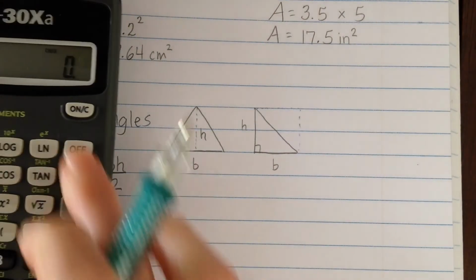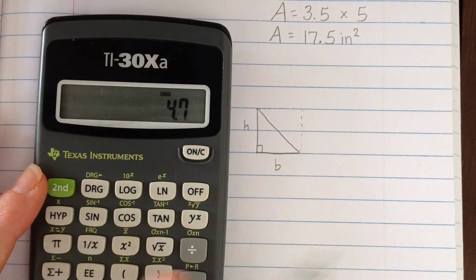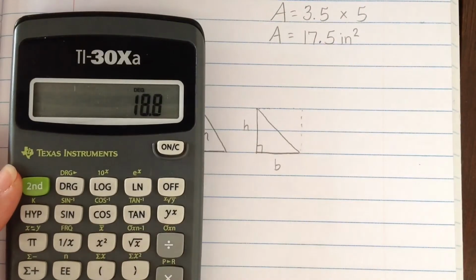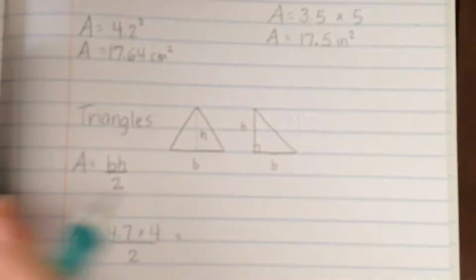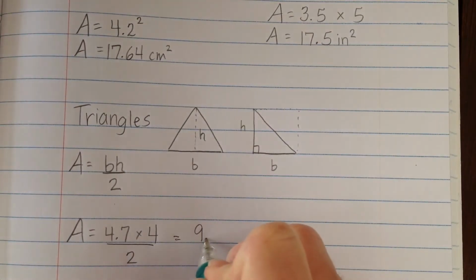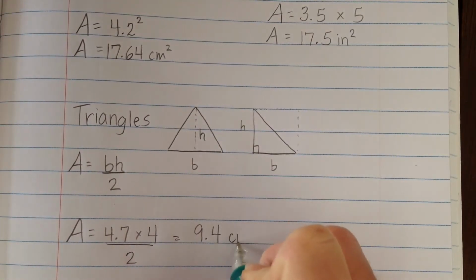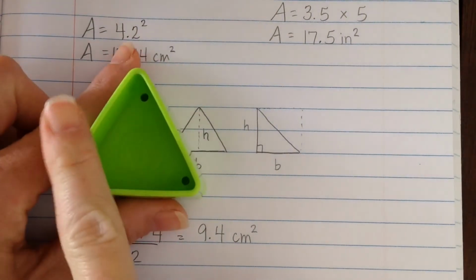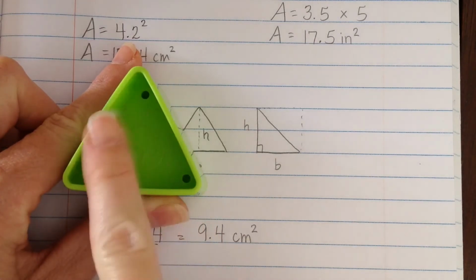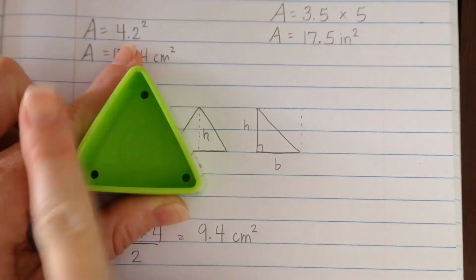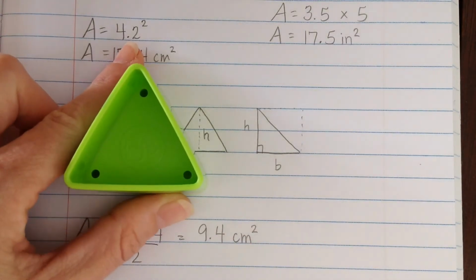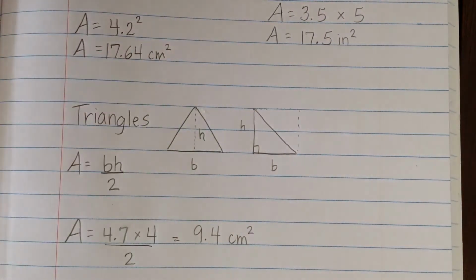So 4.7 times 4 equals 18.8, and then I'm going to divide that by 2, and I get 9.4. 9 4/10, and remember we used centimeters, and since it's area, since it is the space, this entire space here, not just the outline, but the entire space, we do units squared. 9.4, 9 4/10 centimeters squared.